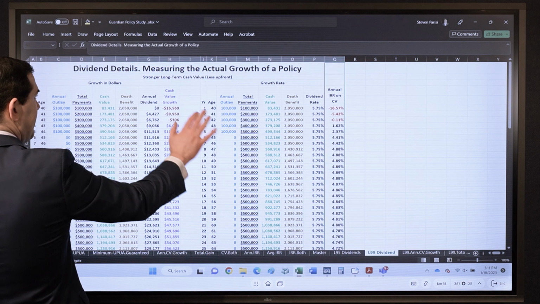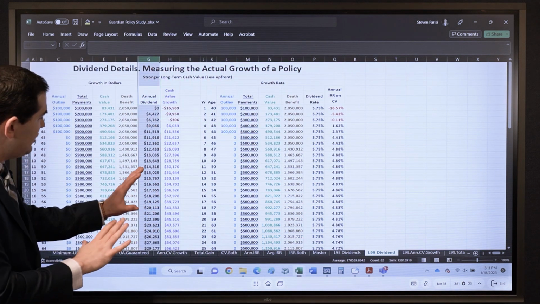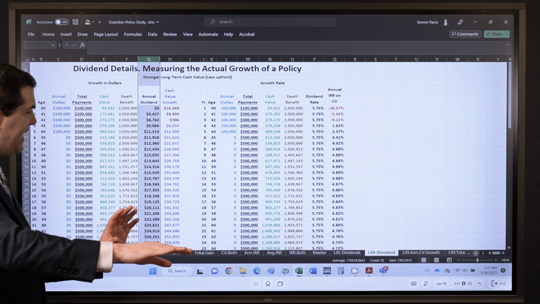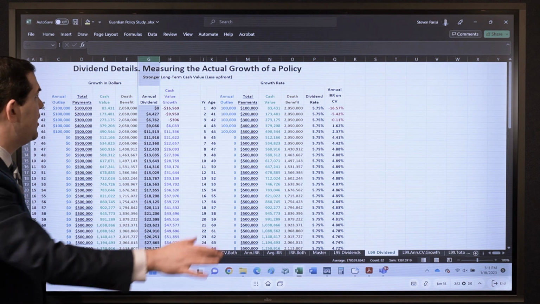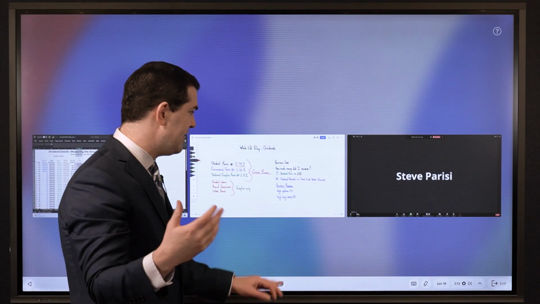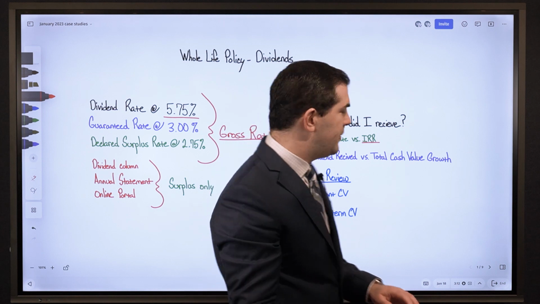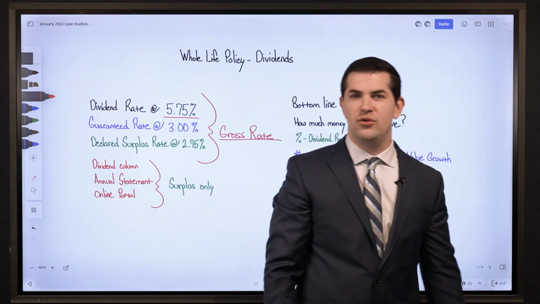But from a dividend standpoint, I do like talking about this because I can see, all right, the dividends, here's what the insurance company is providing, which is beneficial. But at the end of the day, I want to know what the net growth rate is or the net dollar amount is that I received from the insurance company, because it's my money and I want to know how much it grew by.